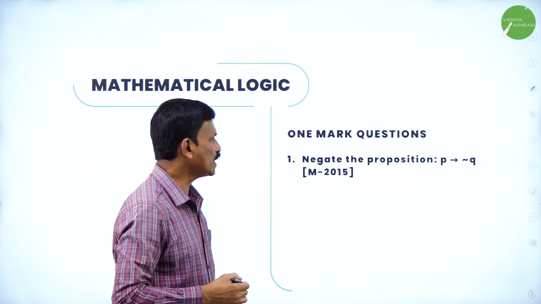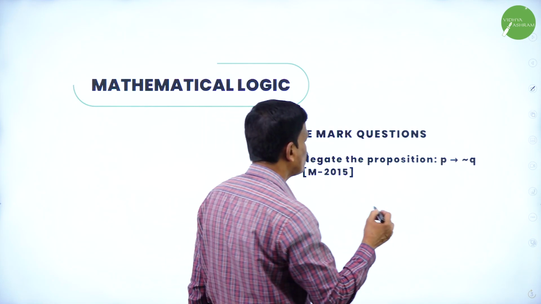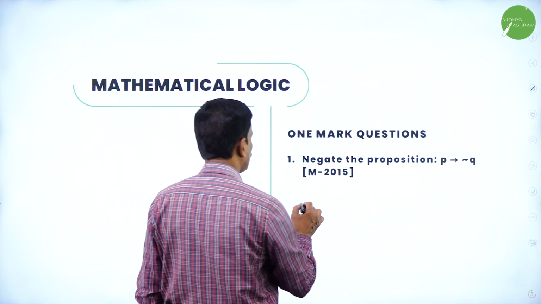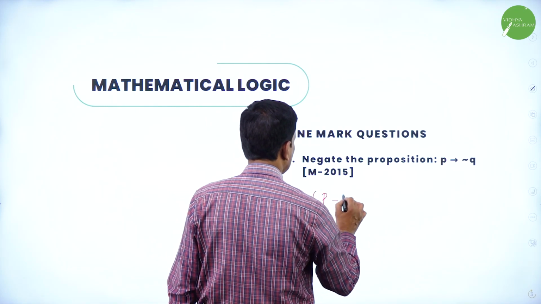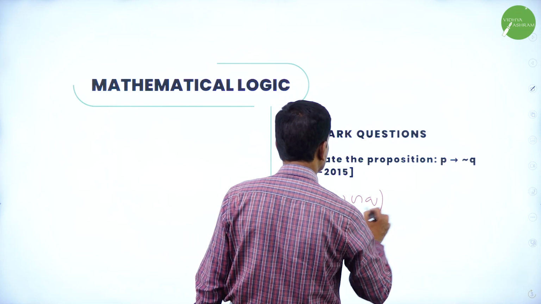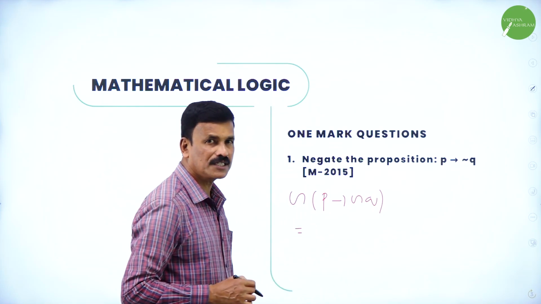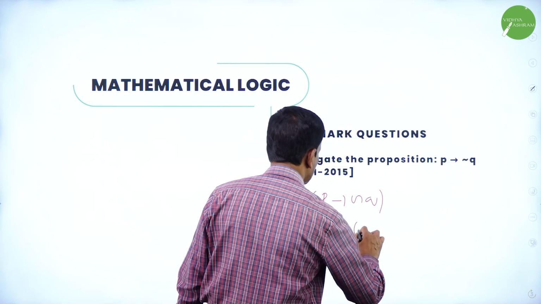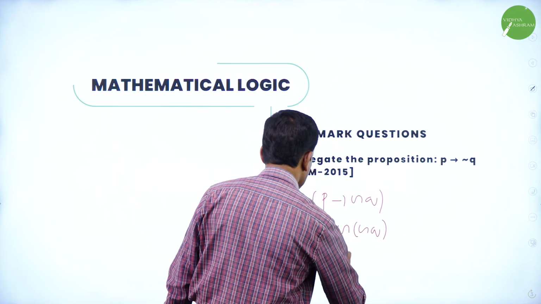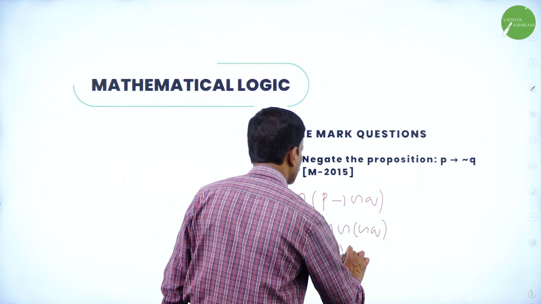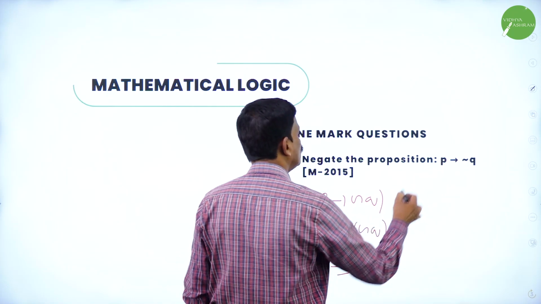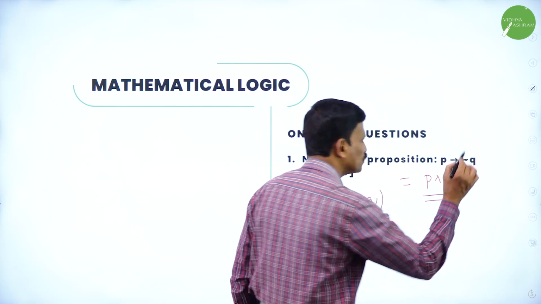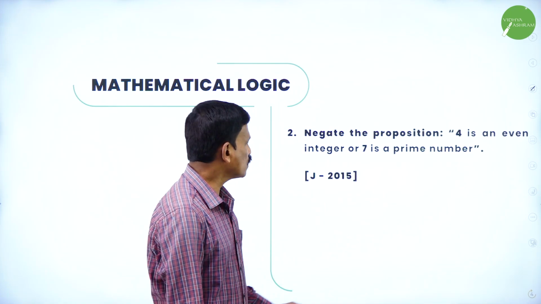1 mark question: negate the following. Negate the proposition P conditional to negation Q. So we have to negate this. If you negate this, what will we get? This is nothing but P conjunction negation of negation Q, which equals P conjunction Q, since negation of negation is Q itself. So the negation of P conditional to negation Q is P conjunction Q. Okay, now move on to the next problem.